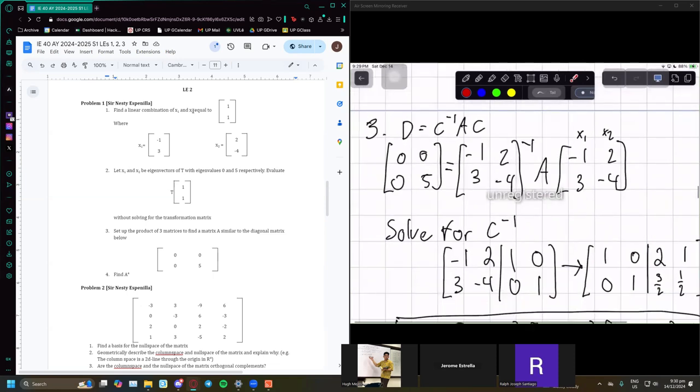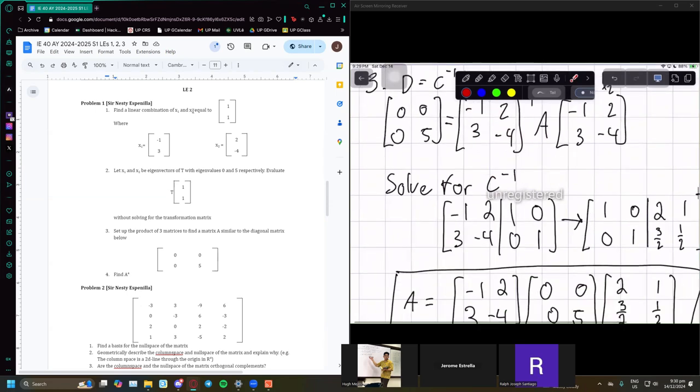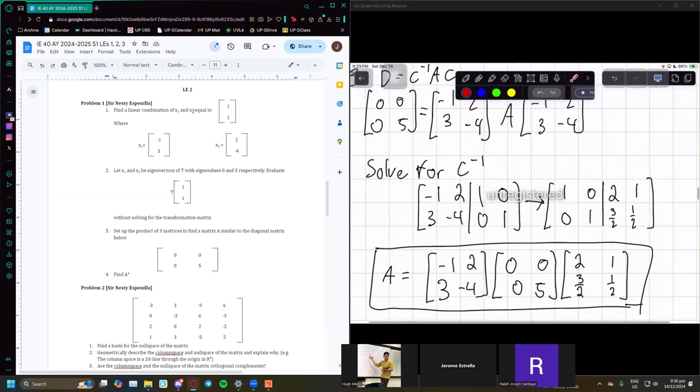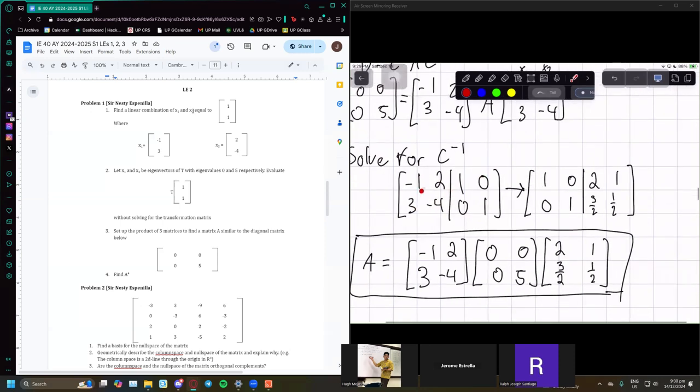So the next step to do here, since you just have this matrix inverse, is to solve for the actual inverse matrix. When you solve for an inverse matrix, you just augment that matrix with the identity matrix. Because when you do an augment, the hidden question here is just what matrix do I need to multiply to the first one to get to the second one? So after you solve this, when you are able to make the left-hand side the identity matrix, the right-hand side should be the inverse matrix, which here is 2, 1, 3 halves, and 1 half.